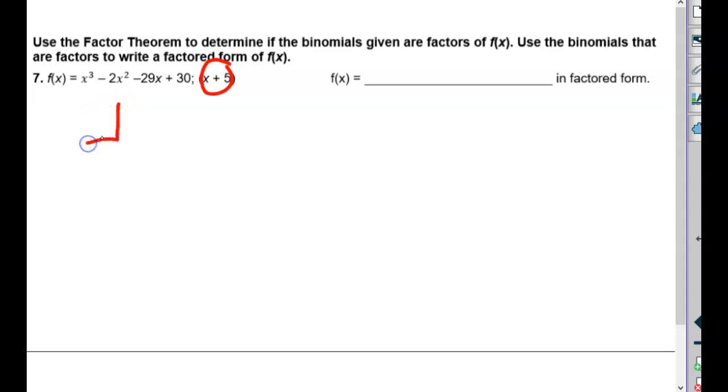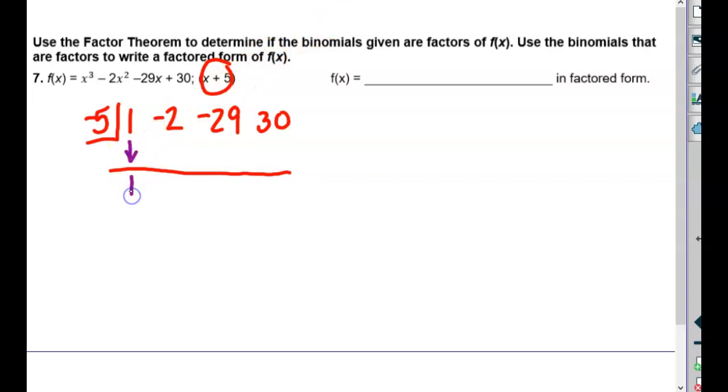We're going to do synthetic division. In the little box is going to go -5. We have to do the division. We can't just substitute it in because we're going to need that depressed polynomial at the end to continue factoring. So across the top is a 1x cubed, a -2x squared, a -29x, and a 30 as the constant. So we should be okay without any placeholders, right?